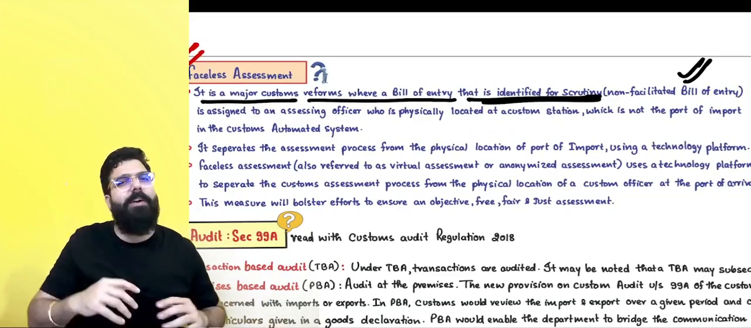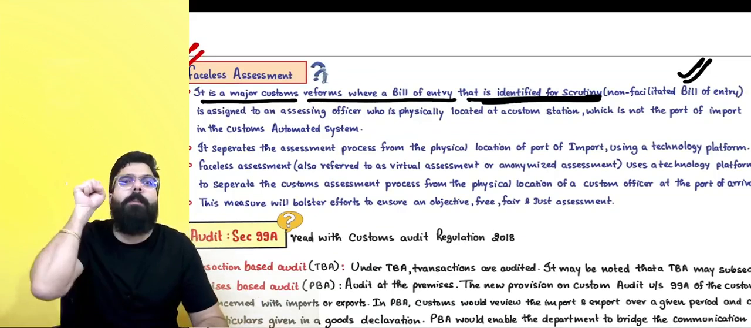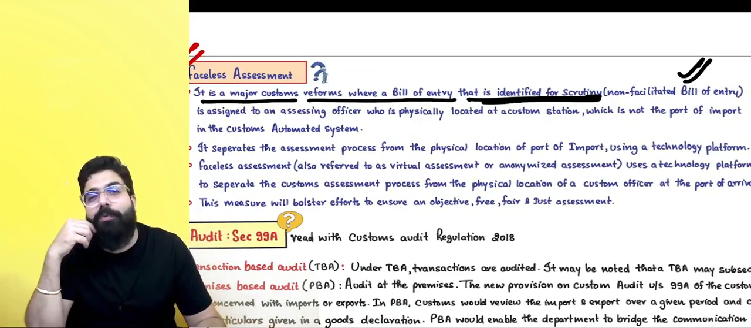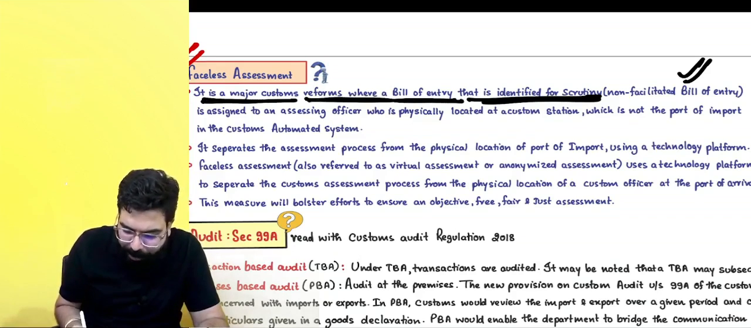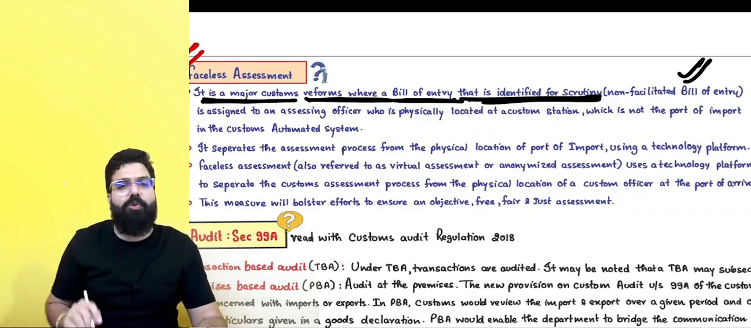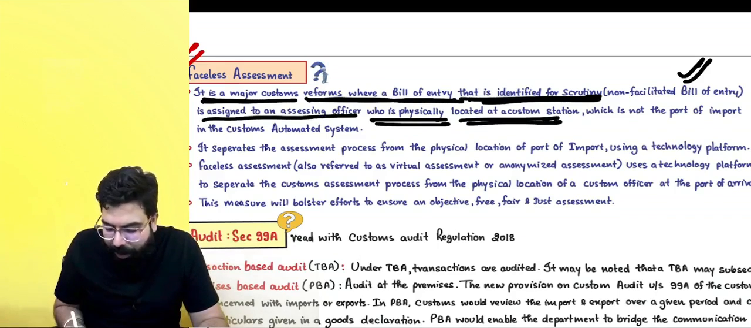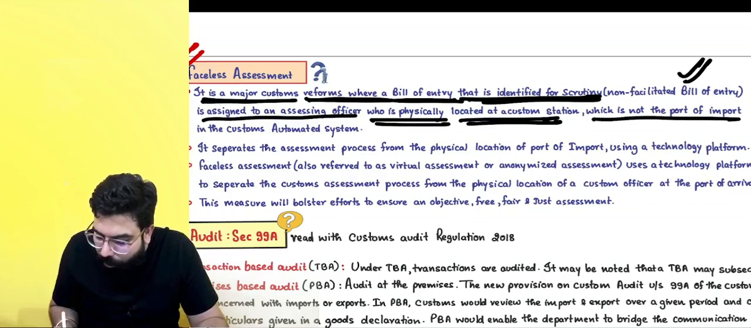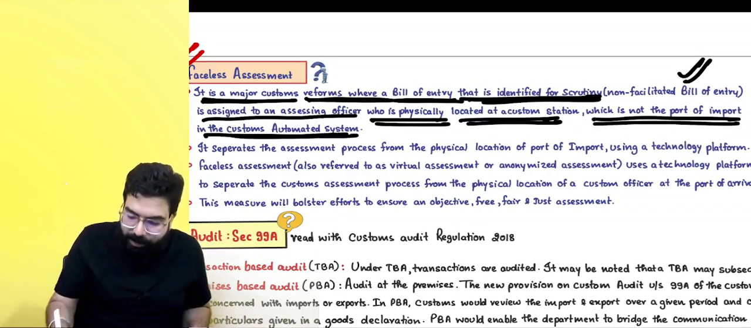So if your bill of entry was not cleared based on risk evaluation, they are telling, sir, we have to pick it up for scrutiny, then it's a non-facilitated bill of entry. So, sir, it says it's a major custom reform where a bill of entry that is identified for scrutiny is assigned to an assessing officer who is physically located at a custom station which is not the port of import in the custom automated system.